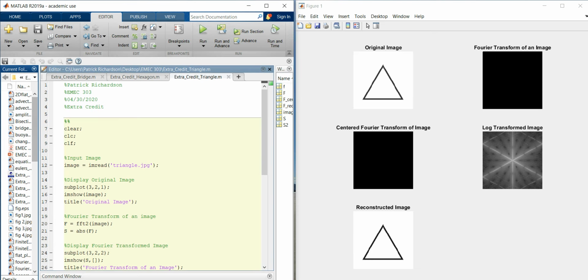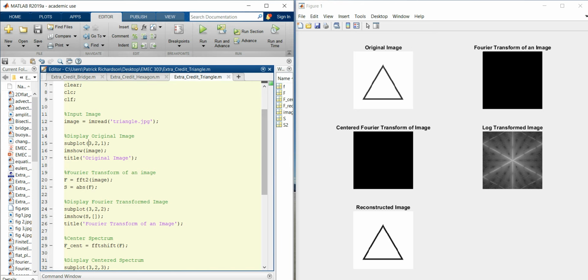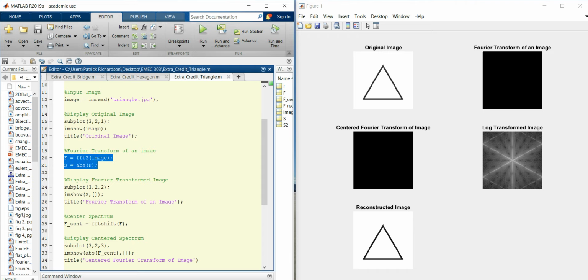So the goal is, this image, our original image, can be expressed as weighted combinations of sinusoidal, horizontal, and vertical frequencies. So that's what we're going to be looking at with the Fourier transform today. The first thing we do is read in our image, plot that original image, and then apply a Fourier transform to that image. So that's what this FFT2 does.